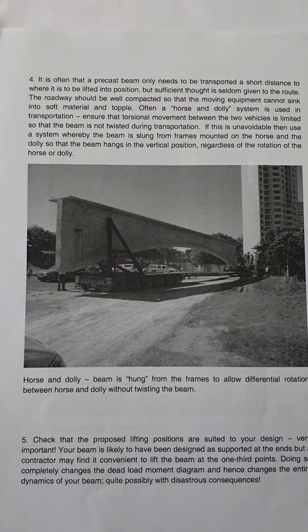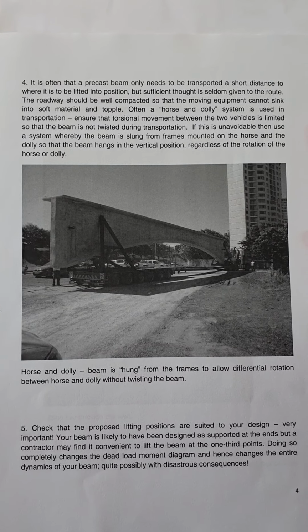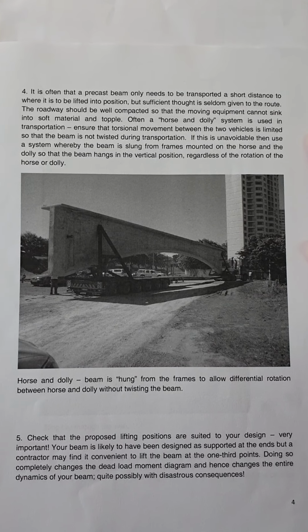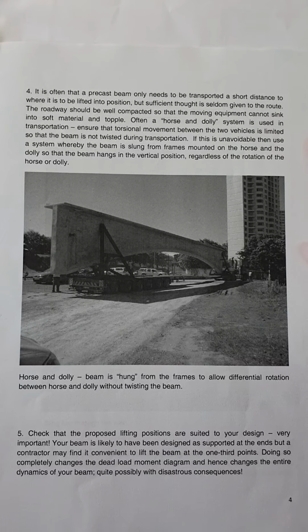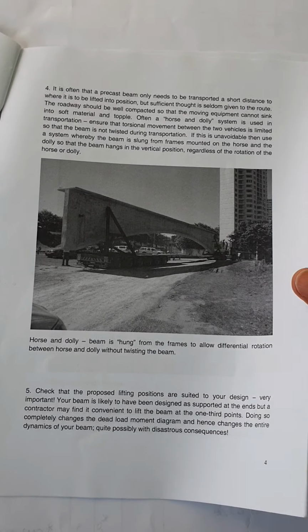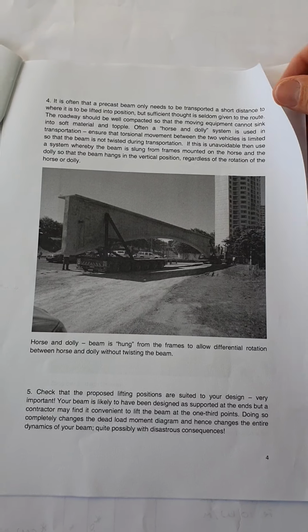In this particular example that we see here in this photo, the beam was slung upwards so that as the horse and dolly rotated separately from one another, the beam still hung in a vertical position. So make sure that that can happen. You don't twist your beam. Make sure that your roadway is well compacted so that your dolly doesn't sink and your beam doesn't fall over.